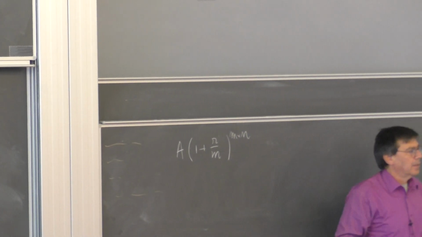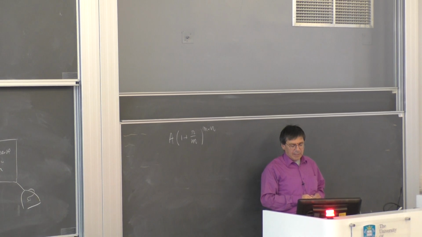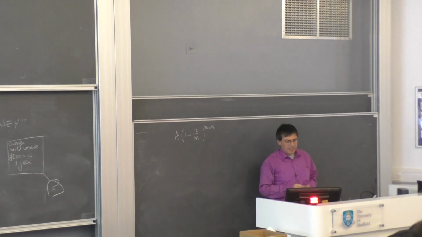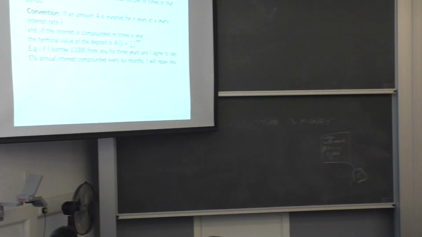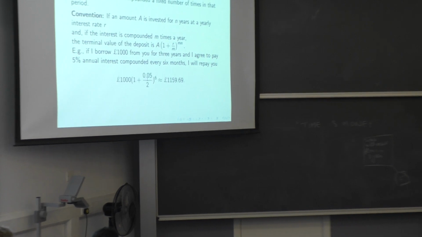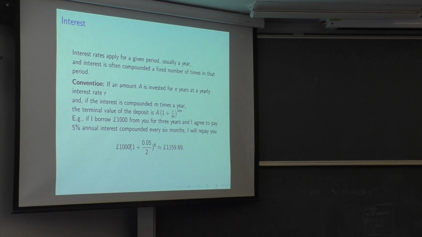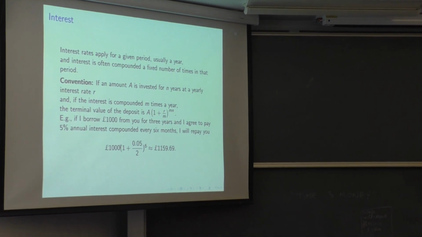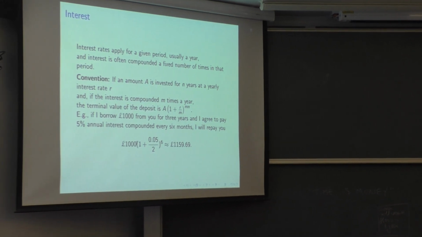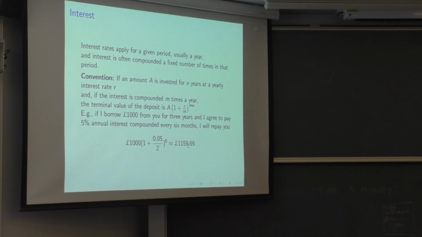So for example, if I borrow £1,000 from you for 3 years and I agree to pay 5% interest compounded every 6 months, how much am I going to repay you at the end of these 3 years? Well, the original 1,000 times the factor of 1 plus 5% divided by 2, because interest is computed twice a year, to the 6, because there are going to be 6 compoundings on the interest, and the answer is going to be this much. So after 3 years, I will owe you that much.